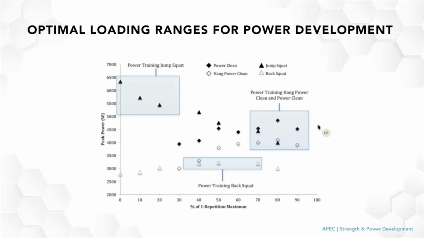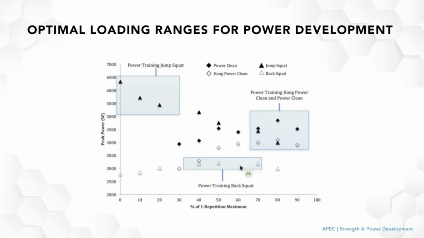Here on the far right in this first box, you'll generally find that for the power clean and hang power clean, if you're looking at 70 to 100% of your 1RM, this is generally where you're going to get the best peak power values for those particular exercises. So that's the intensity you're going to prescribe for these types of exercises, and you're mainly going to be working on the strength speed part of that force velocity curve Alex mentioned earlier.